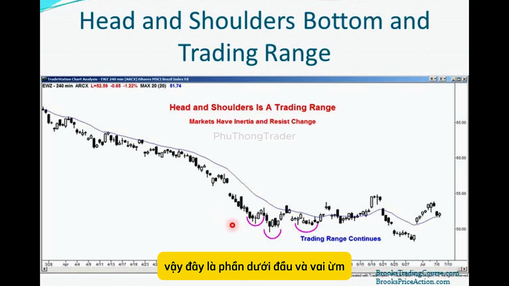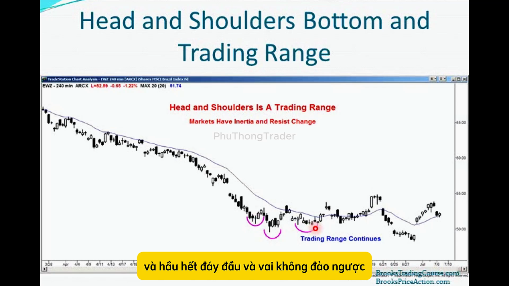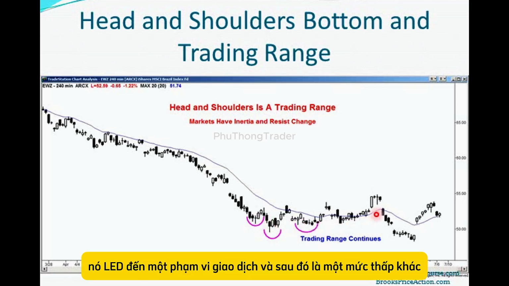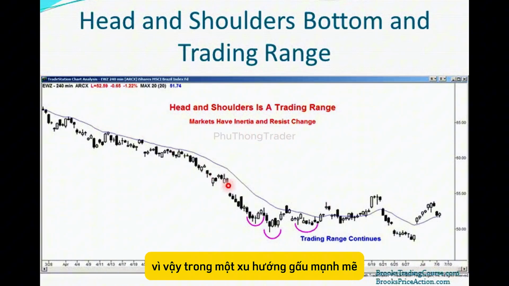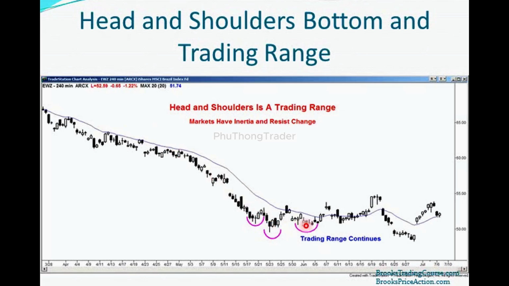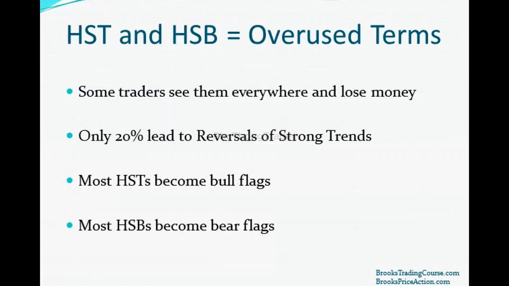So here's a head and shoulders bottom, and most head and shoulders bottoms do not reverse the trend, and this is a perfect example. It led to a trading range and then another low. Markets tend to have inertia and they resist change. So we're in a strong bear trend, it's going to be resistant to change, and this head and shoulders bottom simply was part of a large trading range.